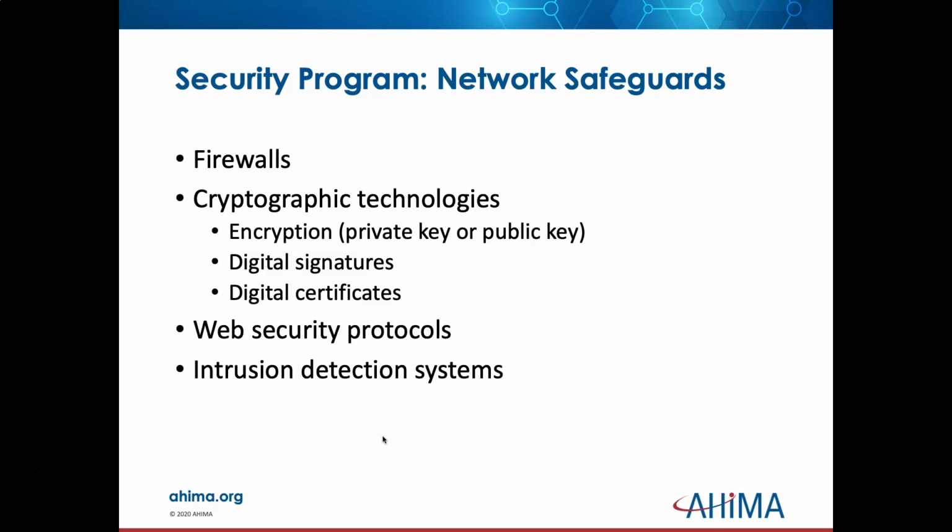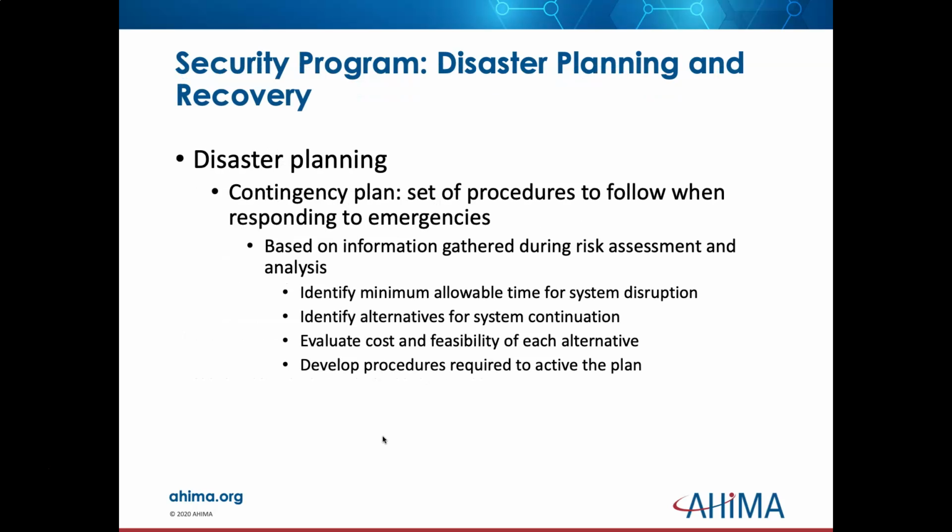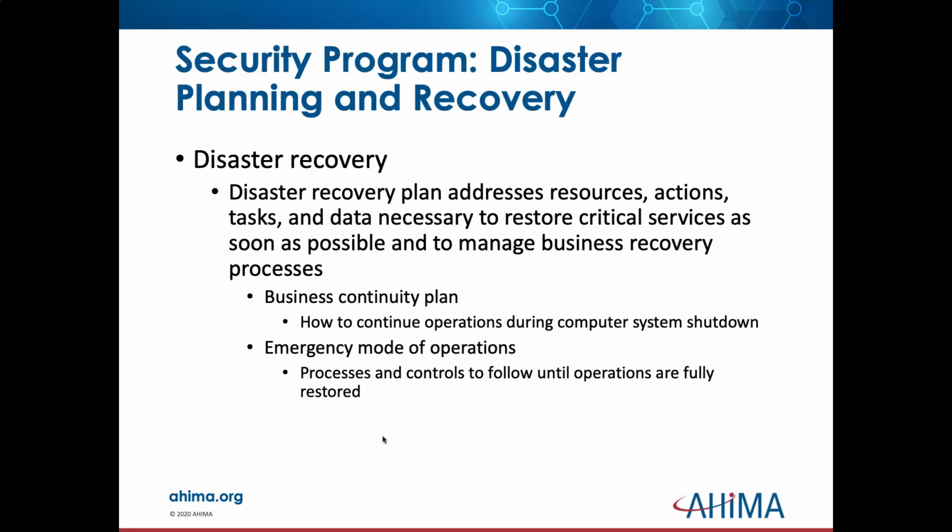Network safeguards, talked about firewalls. There's also encryption, talked about that a little bit. Web security protocols and intrusion detection systems are all part of network safeguards. And then with disaster planning, you need to have a contingency plan. And it needs to talk about what you're going to do, how you're going to do it, all of that. And yeah, it has to address resources, actions, tasks, and data necessary to restore critical services as soon as possible and manage business recovery processes.